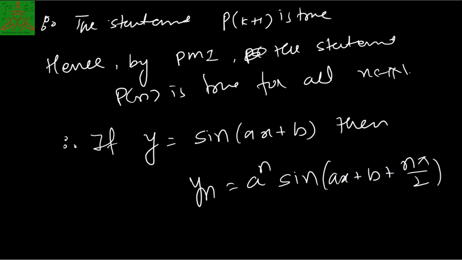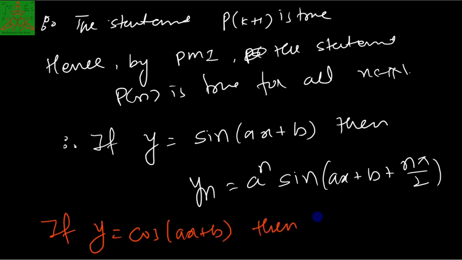Now the next natural question one can ask, that if y is equal to cos(ax + b), then what will be the y_n? And I'm giving you this as a homework. You can try by yourself to do this. Try to formulate this formula, and whatever the formula you formulate using PMI, try to prove it.